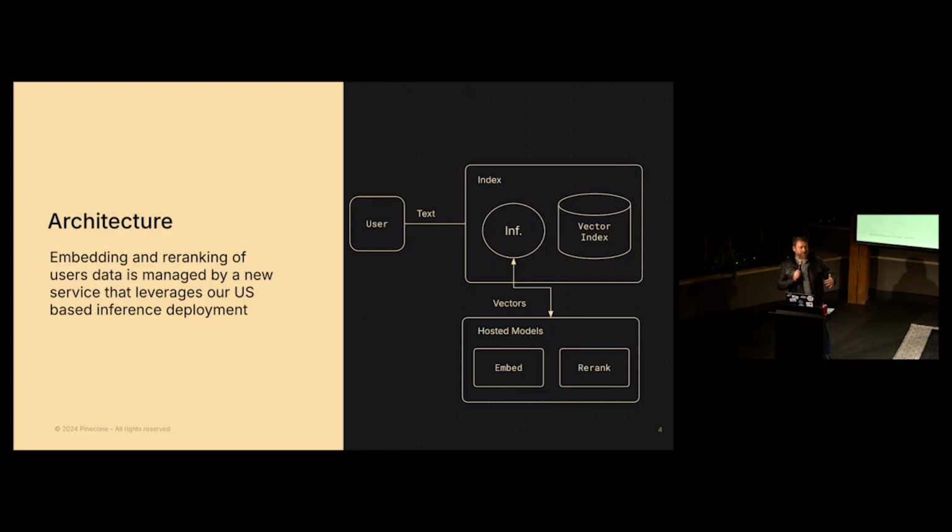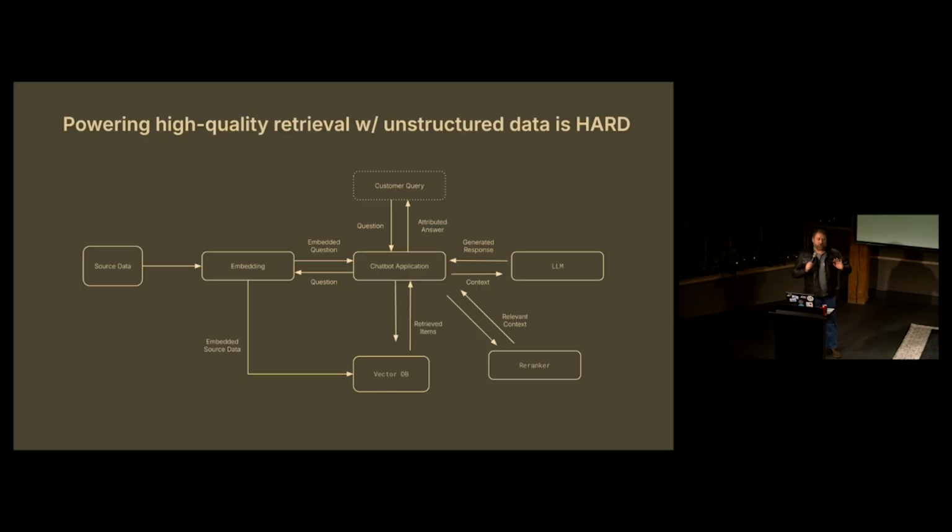So what we're doing is we're simplifying all this. We're putting embedding and re-ranking models right into the vector index itself. The reason why we're doing this is because powering high-quality retrieval is really hard. Like I've said a couple times, there's a lot of moving parts, and any one of these things could go wrong. So we want to simplify it as much as possible. We want to make it as simple as possible for you to get into production quickly.